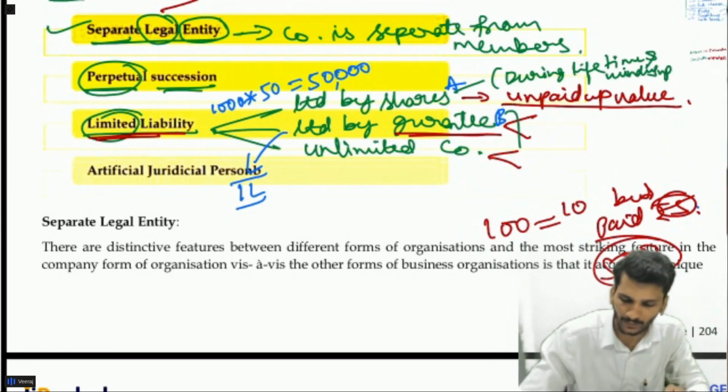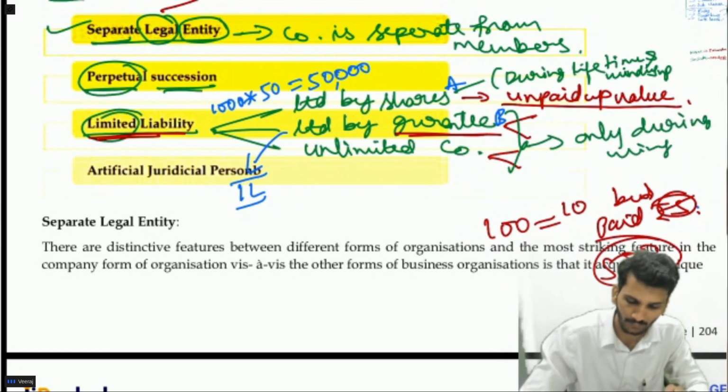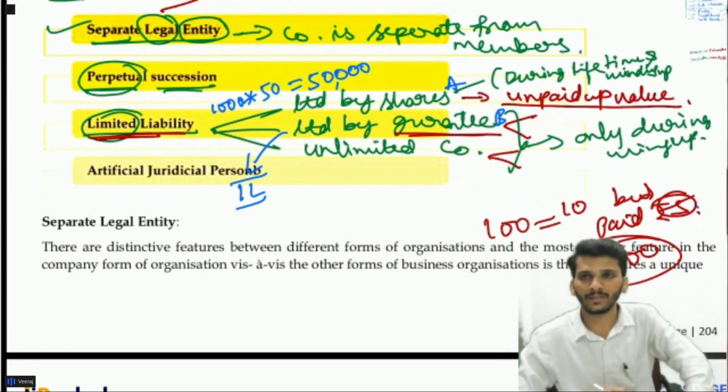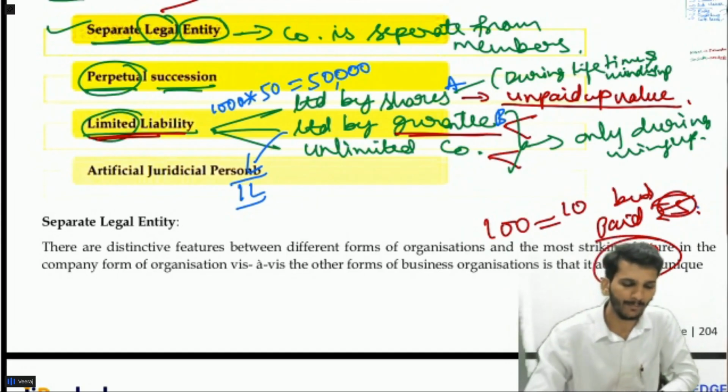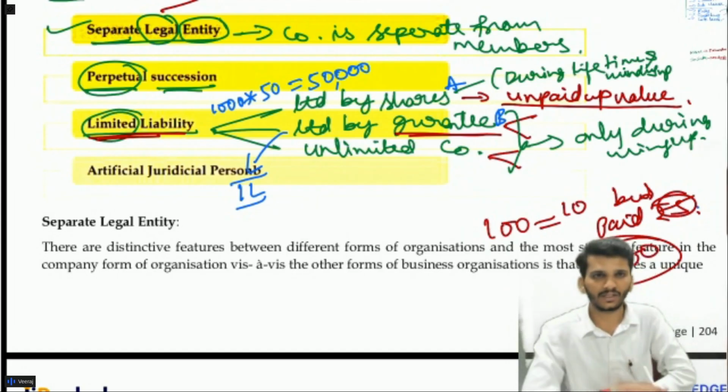Again, these two companies only, during winding up. Whenever the company is going for liquidation, then only they can get the money from the members who are guaranteed as well as unlimited. What is a company? The definition section is very important.